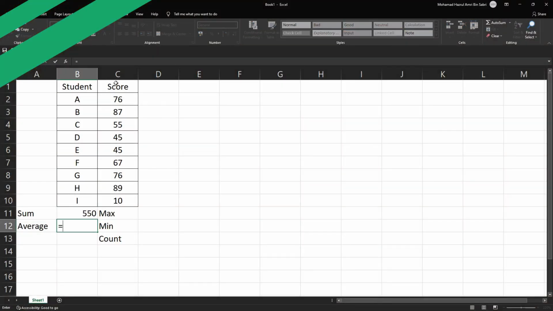And then we got average, which is a function that adds all the cell values in the argument and divides by the number of cells of the argument. Here we got an example. We move on to count. Count is a function that counts the number of cells in the argument.